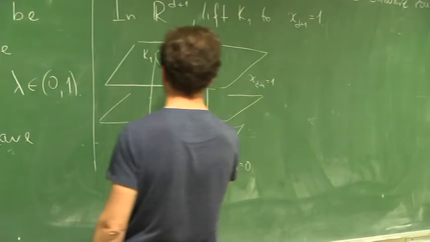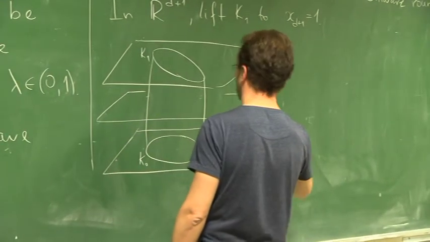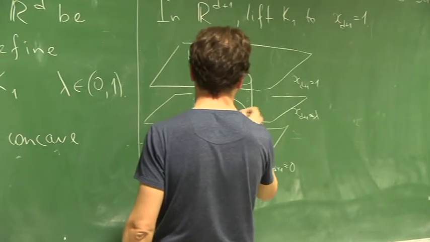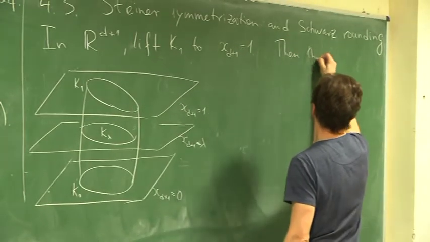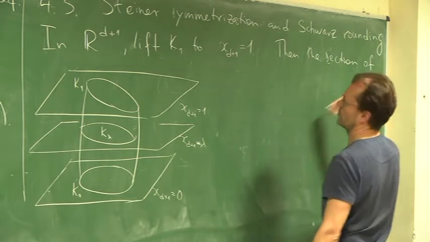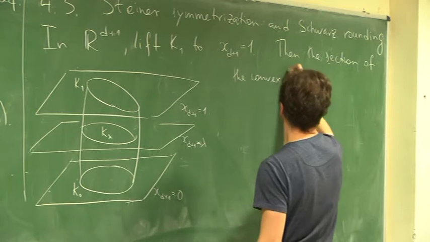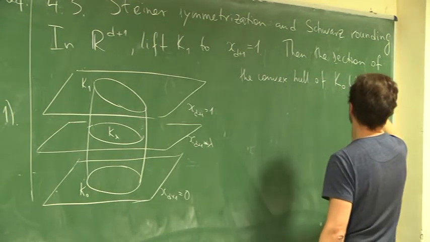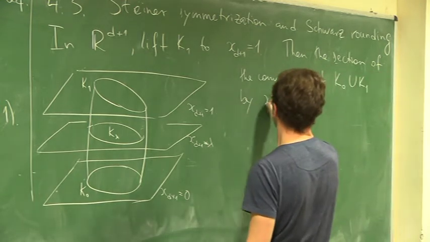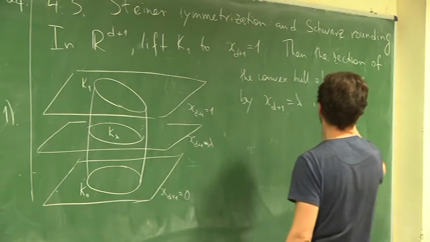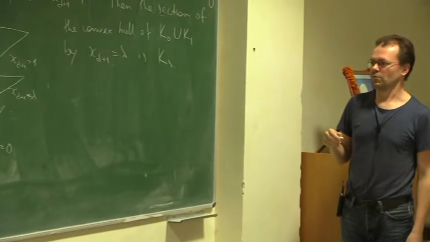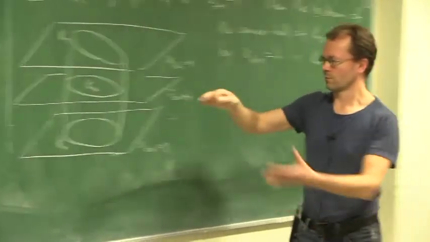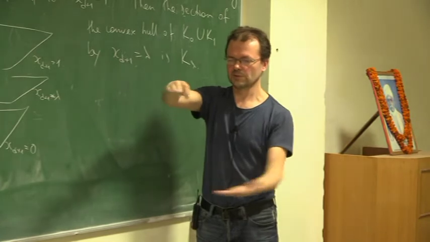So if I take the section by x_(d+1) equal lambda, then the section of the convex hull of K0 union K1 by x_(d+1) equal lambda is K_lambda. Good. Now let us do the following thing. We have this convex set, sort of a barrel, with two bases.